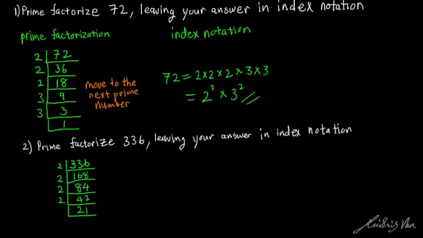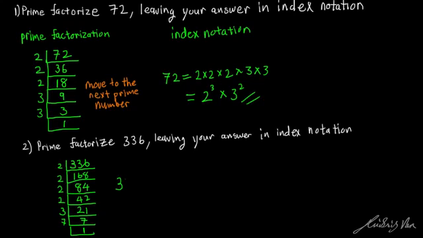So we move on to the next prime number, which is 3, because 21 is divisible by 3. So 21 divided by 3 will give us 7. 7 is not divisible by 3, so we move on to the next prime number, 5. Can 7 be divided by 5? No. So we move on to the next prime number, which is 7. So 7 divided by 7 will give us 1.